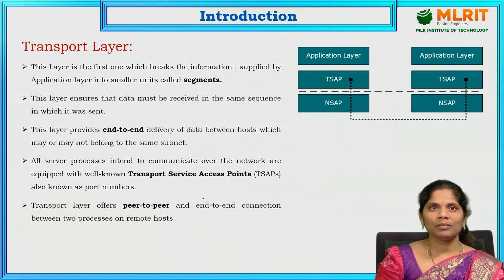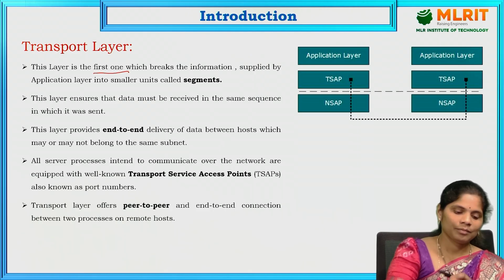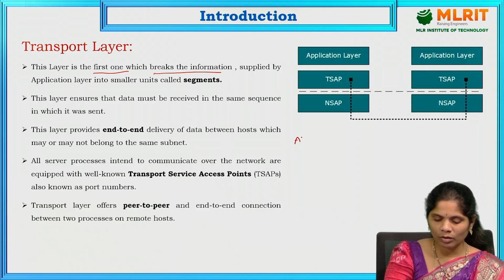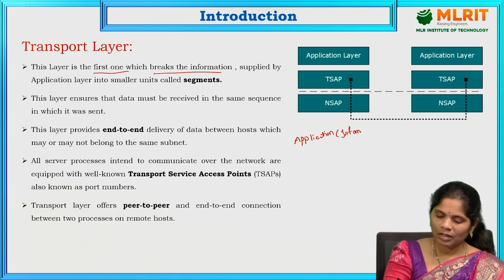At the same time, the transport layer is the first one that breaks the information. In the application layer, we send the data using the application, in the form of information, in the form of data only.